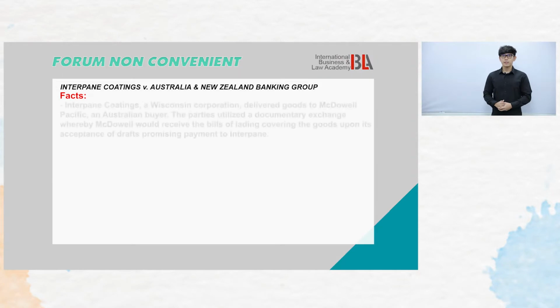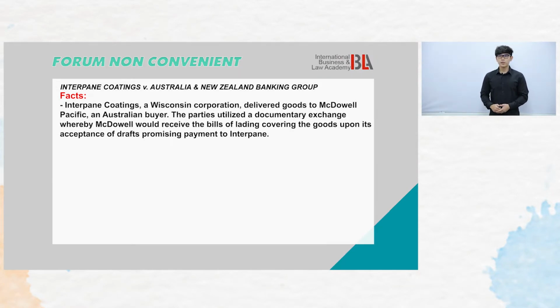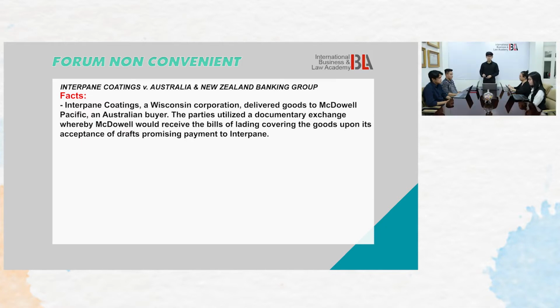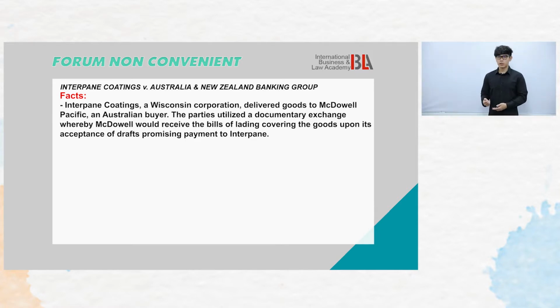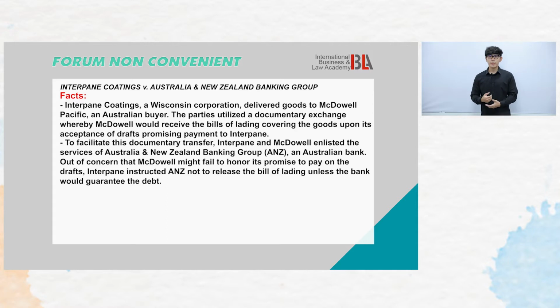Here are the facts. Interpain Coatings, a Wisconsin corporation, delivered goods to McDowell Pacific, an Australian buyer. The parties utilized a documentary exchange whereby McDowell would receive the bill of lading covering the goods upon its acceptance of drafts, promising payment to Interpain. To facilitate this document transfer, Interpain and McDowell enlisted the services of Australia and New Zealand Banking Group, ANZ, an Australian bank. Out of concern that McDowell might fail to honor its promise to pay on the drafts, Interpain instructed ANZ not to release the bill of lading unless the bank would guarantee the debt.